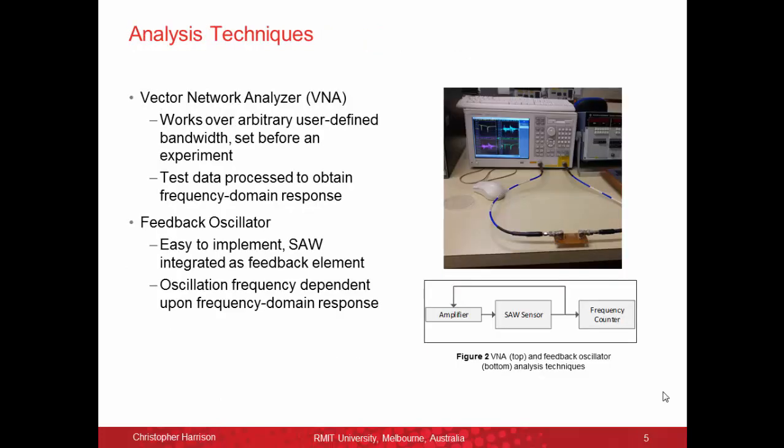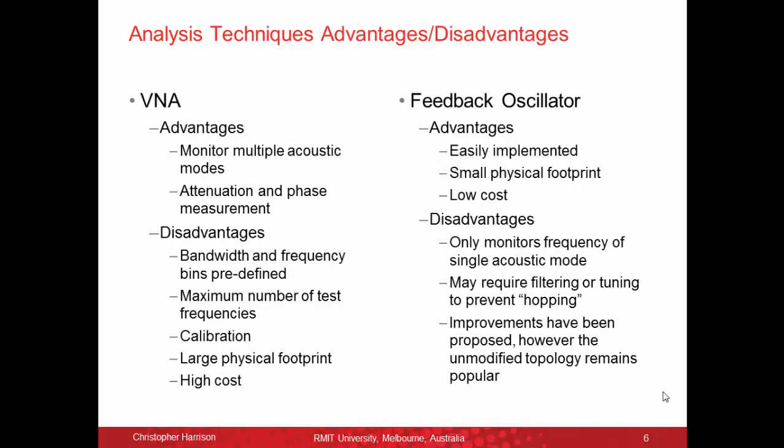At the moment, if you build your new SAW device, you'll probably take it and plug it into a network analyzer. You set a bandwidth. It analyzes the device's frequency domain response across that bandwidth and gives you the attenuation and phase response and all that sort of stuff. But once you've done that, you would usually then take that device and implement it as a closed-loop oscillator. You just use an amplifier, really easy to set up, and the oscillation frequency of that oscillator will depend upon the SAW's frequency domain response. Both techniques have their advantages and disadvantages.